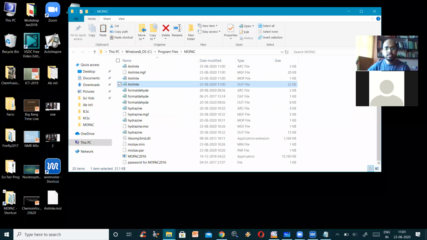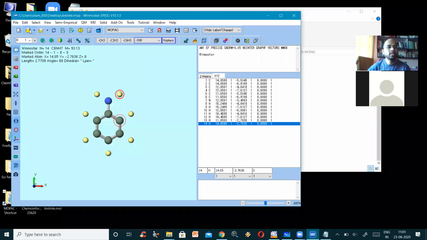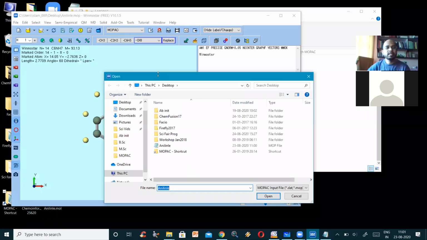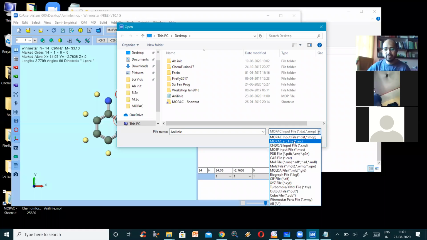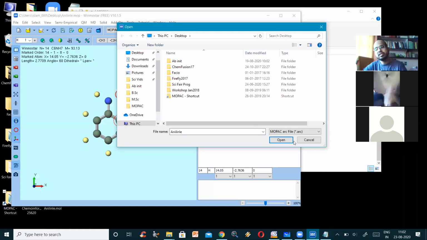Now what I'm going to do is again go back to WinMostar. I have to visualize. Here there are no bonds that are being made. So I'll just select the MOPAC arc file. Arc file means it is an .arc. Every time MOPAC semi-empirical calculations run, it prints out several outputs. The most useful and significant is the out file, .out. The other is something like the check file in Gaussian. So this file contains a lot of other data and parameters. So you can just open it there.